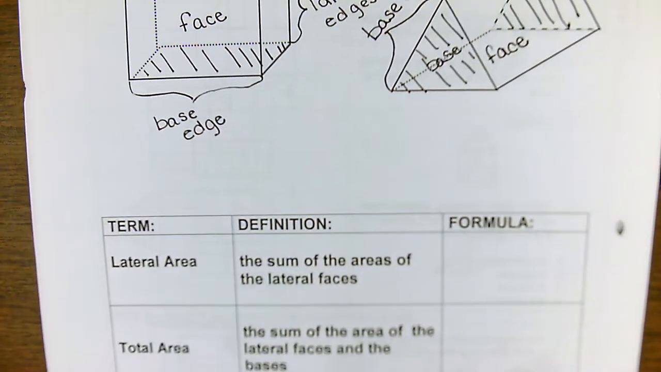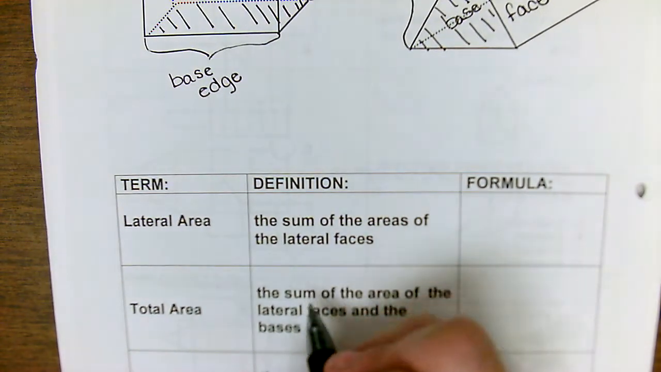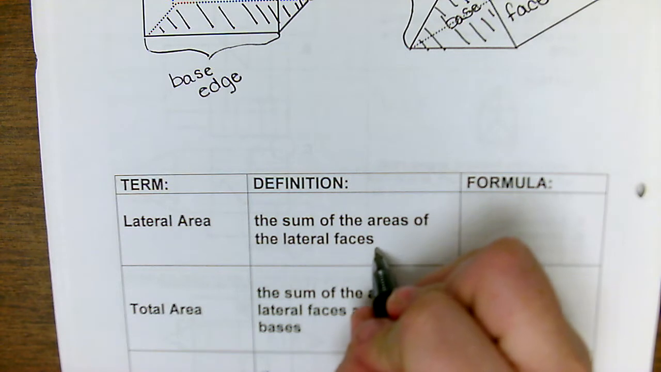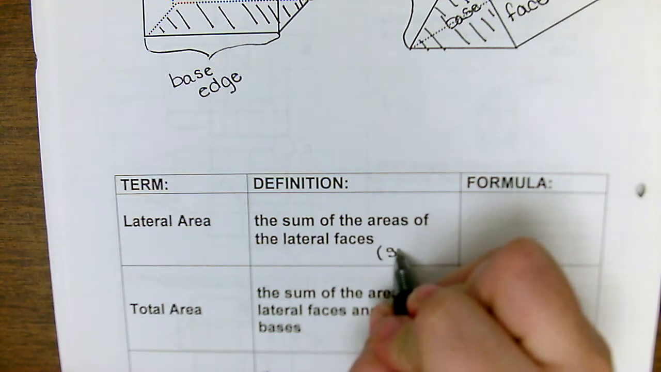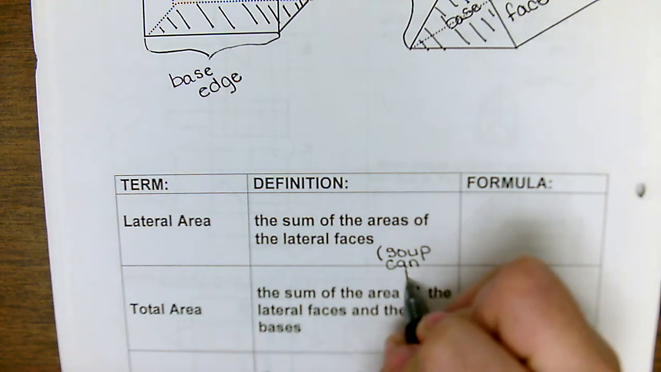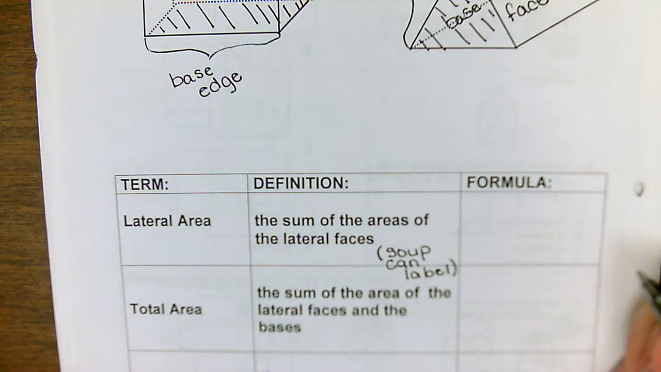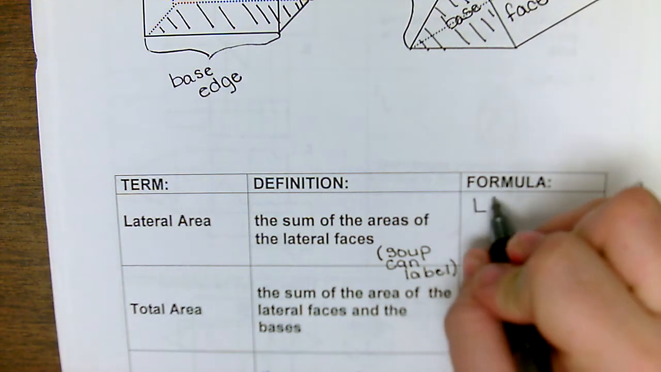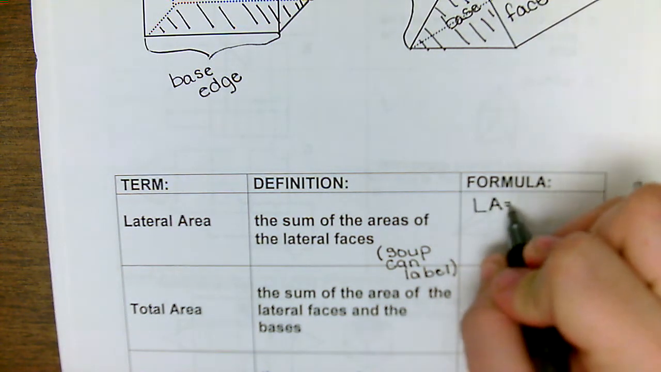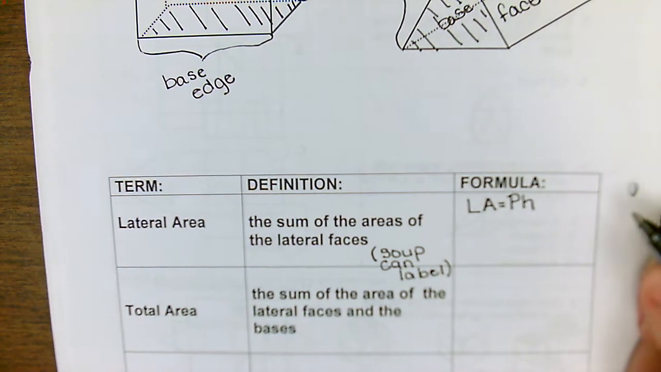Alright, so let's look at what we're trying to find. Lateral area. Lateral area is very similar to looking at a soup can label. It doesn't include the bases. So our formula for lateral area is perimeter of the base times the height.